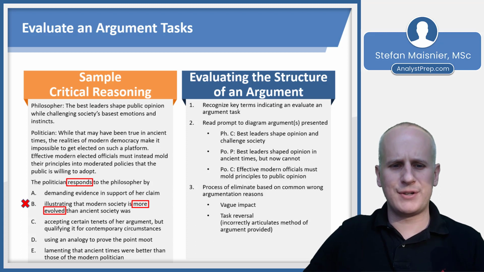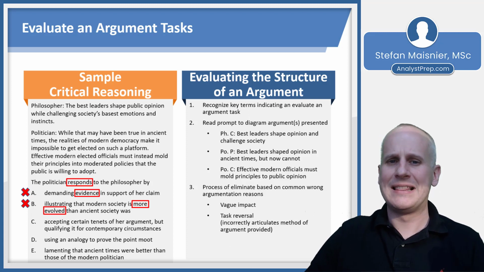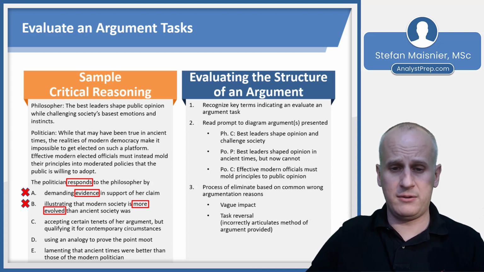So for choice A, we've got demanding evidence in support of her claim, meaning that the politician demanded evidence of the philosopher, and that simply did not happen. While as a reader, we may have said, hey, you need some evidence, philosopher, for your conclusion that has no evidence. That's not what the politician did. So we can eliminate choice A because it isn't what the structure of our notes matches. So choice A is gone.